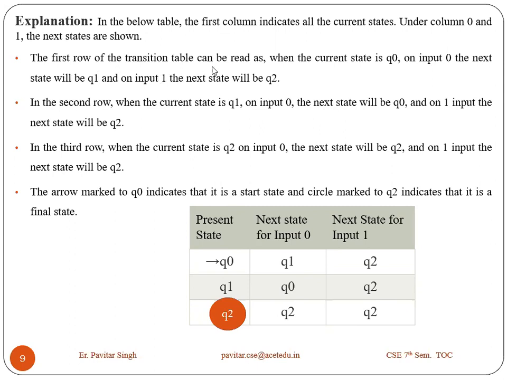The first row of the transition table can be read as: when the current state is Q naught, this is your current state, on input 0 the next state will be Q1, right? And on input 1, the next state will be Q2. I hope the concept is clear to you. Similarly for the second row and the third row. The arrow marked to Q naught indicates that it is the start state, and the circle marked to Q2 indicates that it is a final state as well. Am I clear?